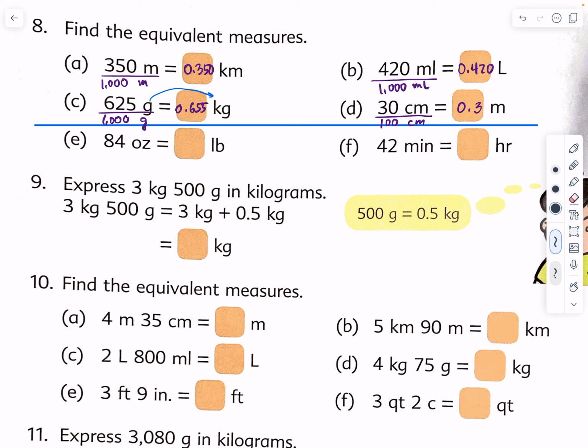Now, we are working with different units, so let me remove those rainbows, just to make it a little bit cleaner. Now, we're working with customary units. How do we convert 84 ounces into pounds? Well, we know 1 pound is 16 ounces, right? So 16 is 1 pound, 32 is another. So 16 goes into 84. How many times?